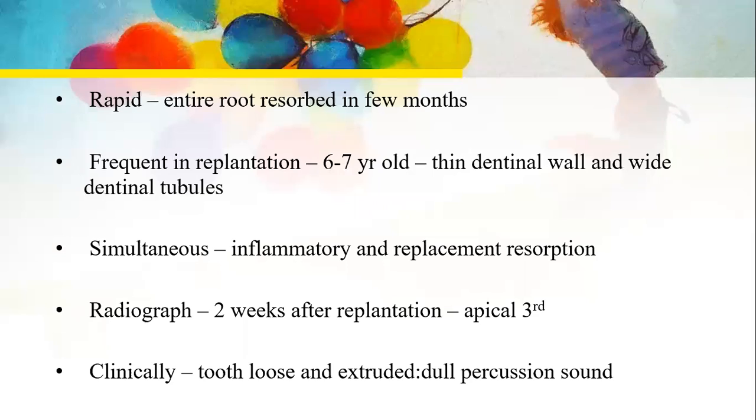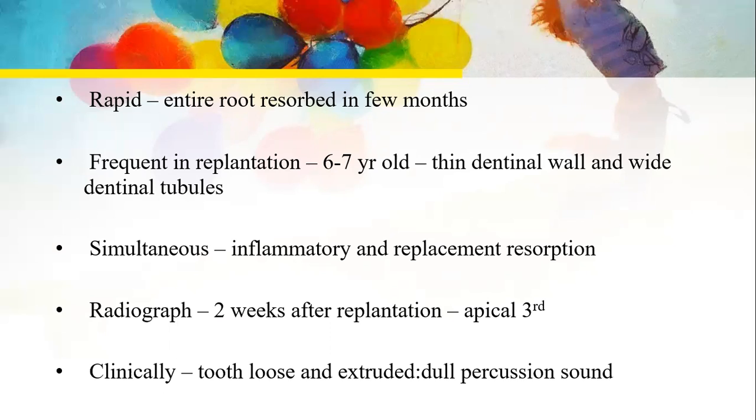So it is basically rapid. The entire root might get resorbed; there are cases where root resorption has happened within a few months, and it is frequent in replantation. The thin dentinal walls and wide dentinal tubules of a 6 to 7 year old are the reason. These inflammatory resorption cases are basically found in the age group of 6 to 7 years because whichever tooth has been avulsed has thin dentinal walls and wide dentinal tubules. So there is a greater possibility of seepage of these microorganisms and necrotic toxins, and the inflammation will be faster than in the normal condition.